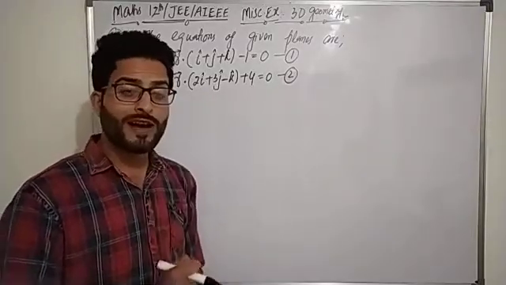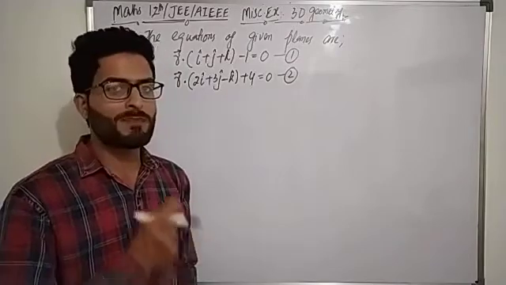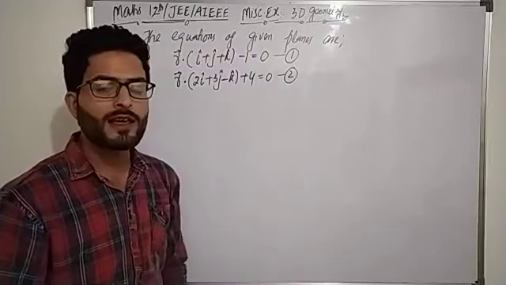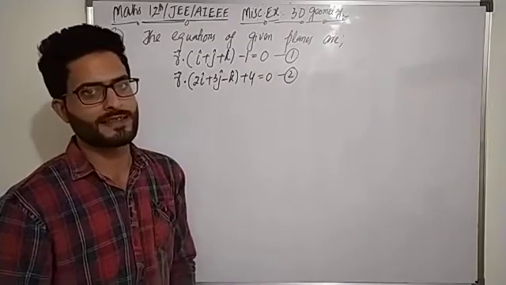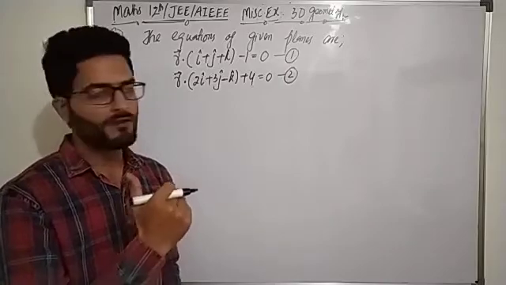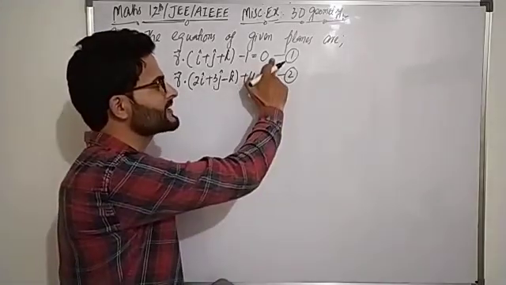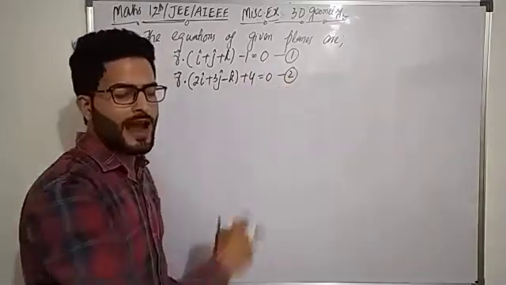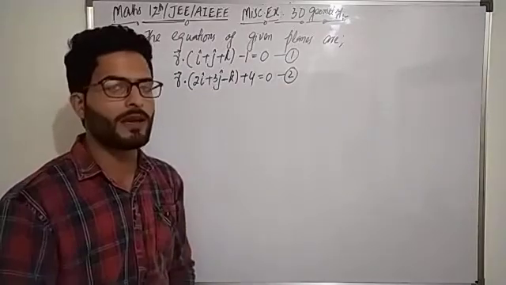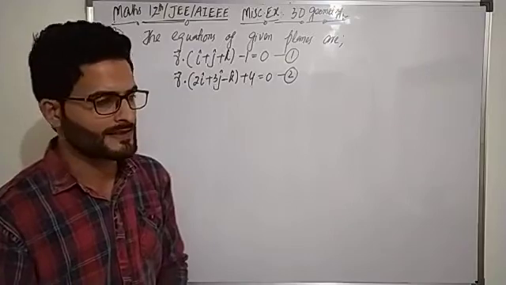Now we need to find the equation of the plane which is passing through the line of intersection of planes first and second and is parallel to the x-axis. So we have to find the equation of a third plane which is passing through the line of intersection of planes first and second, and that is parallel to the x-axis. That required plane is parallel to the x-axis.